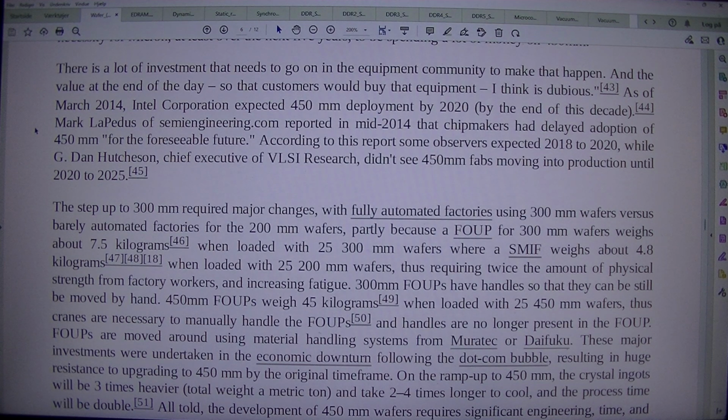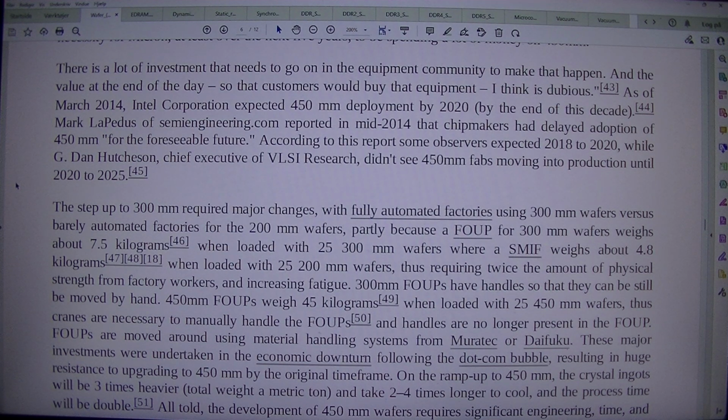Mark LaPedus of SemiEngineering.com reported in mid-2014 that chipmakers had delayed adoption of 450 mm for the foreseeable future. According to this report, some observers expected 2018 to 2020, while Dan Hutcheson, chief executive of VLSI Research, didn't see 450 mm fabs moving into production until 2020 to 2025.